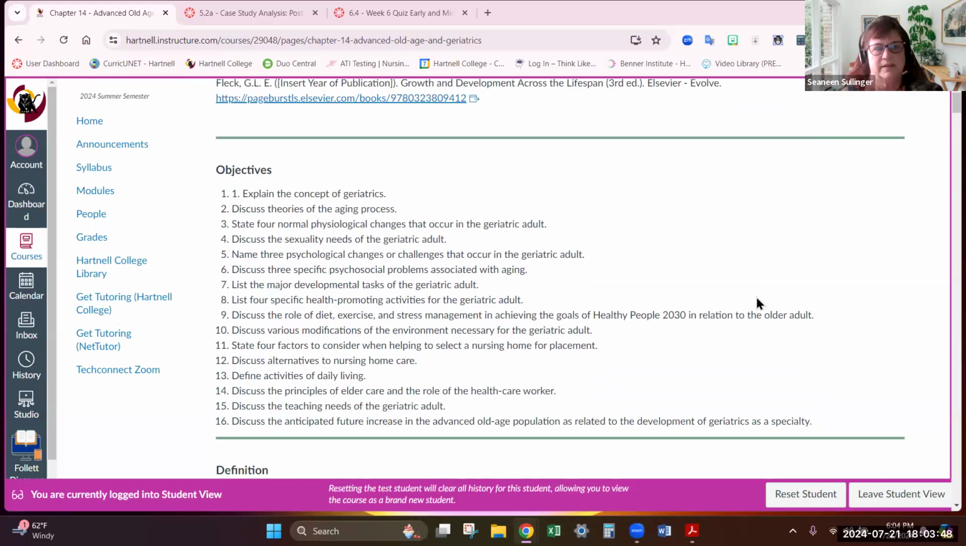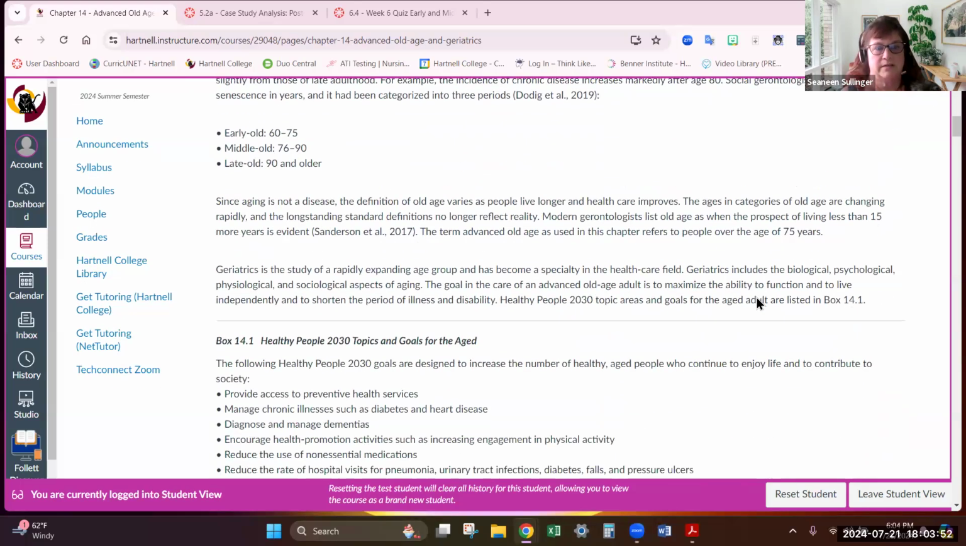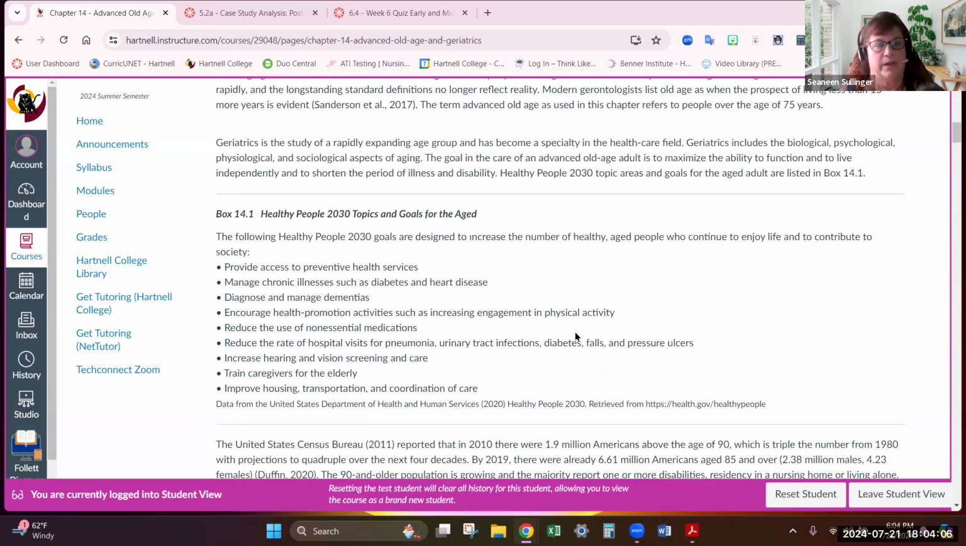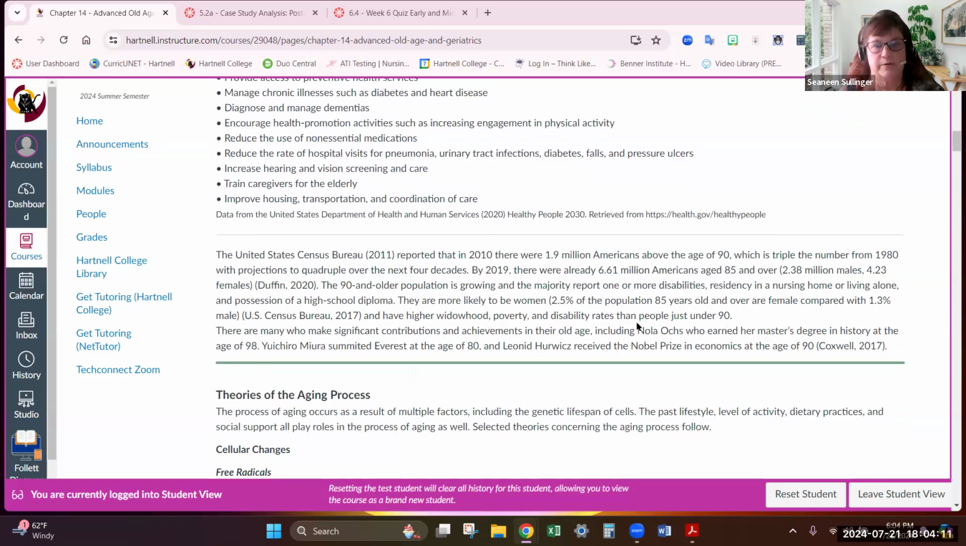So some of the key points of the old age, late old age. And so there are actually Healthy People 2030 goals, like we talked about in the beginning of the class, that are specific to the elderly. And so you can always look those up. People are living longer. We've talked about that.